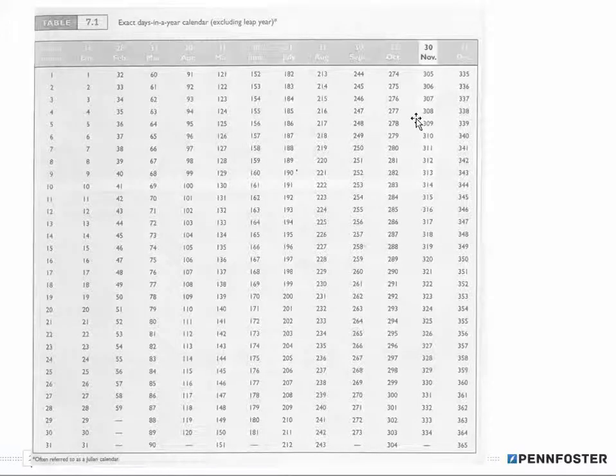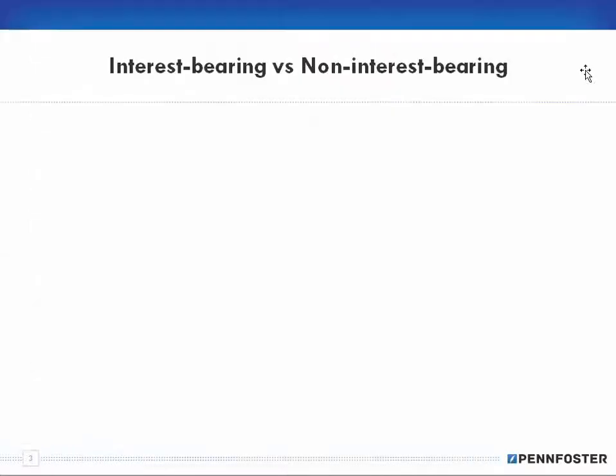Okay, I included the calendar. You might want to keep that handy in order to be able to determine the number of days. All right. Interest-bearing versus non-interest-bearing notes.